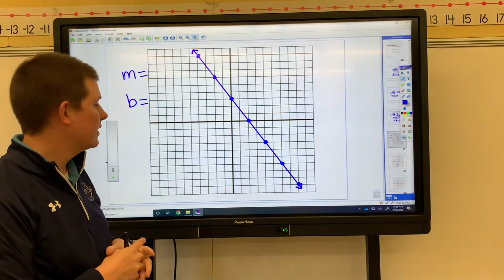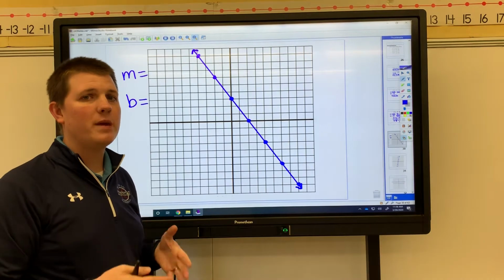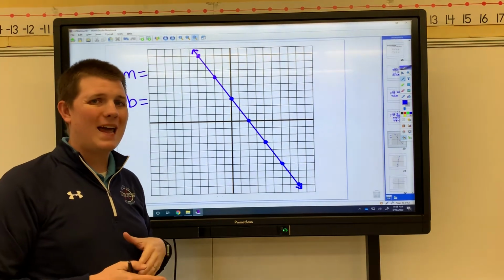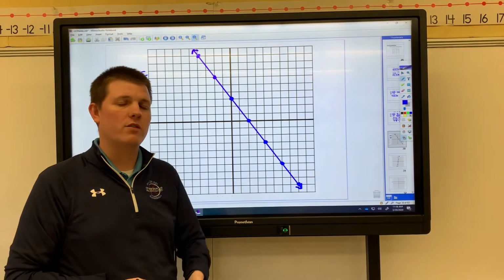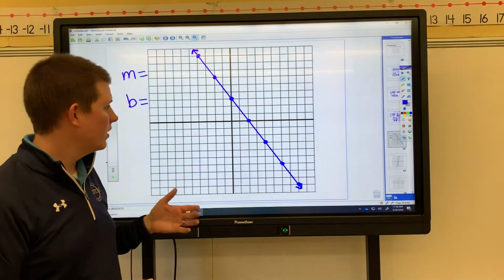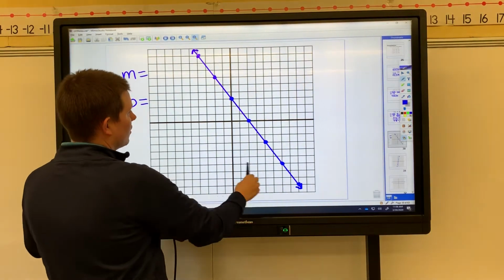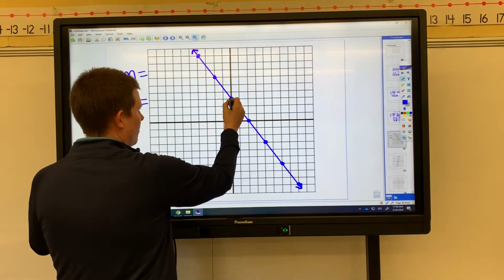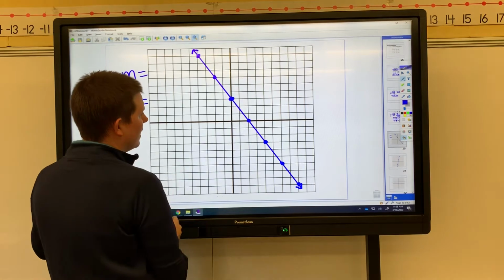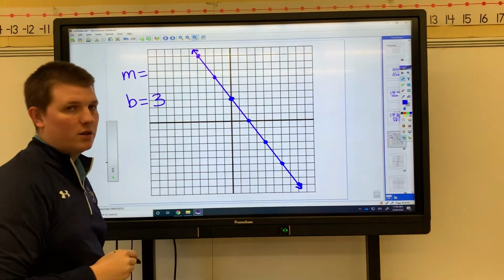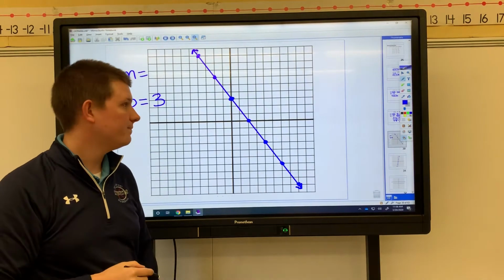Well, the first one that should hopefully be the easiest is the b. Remember, the b is the y-intercept, where the line crosses the y-axis. The y-axis is the vertical axis that runs up and down. So all you gotta do is look at the line and see where it crosses. So where does our line cross the y-axis? Well, it's right at this point. And what is that? 1, 2, 3. So the b is 3, because it crosses the y-axis at the number 3.